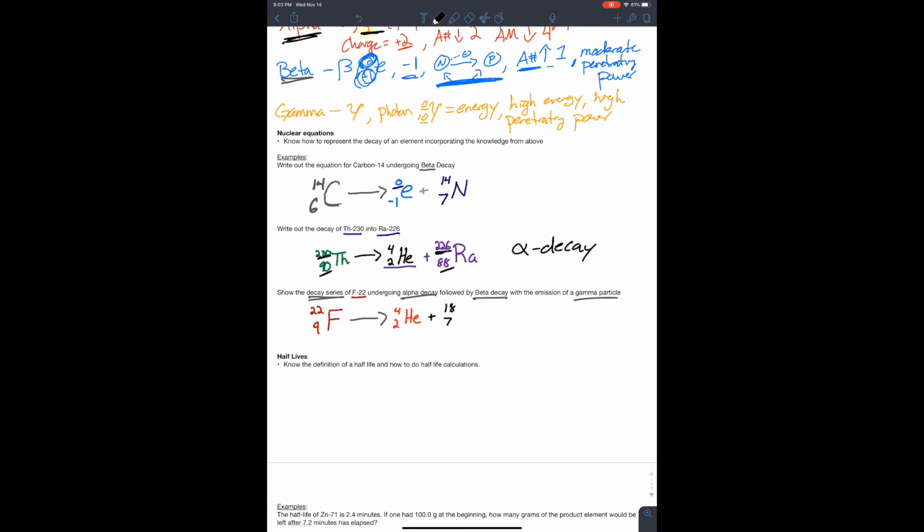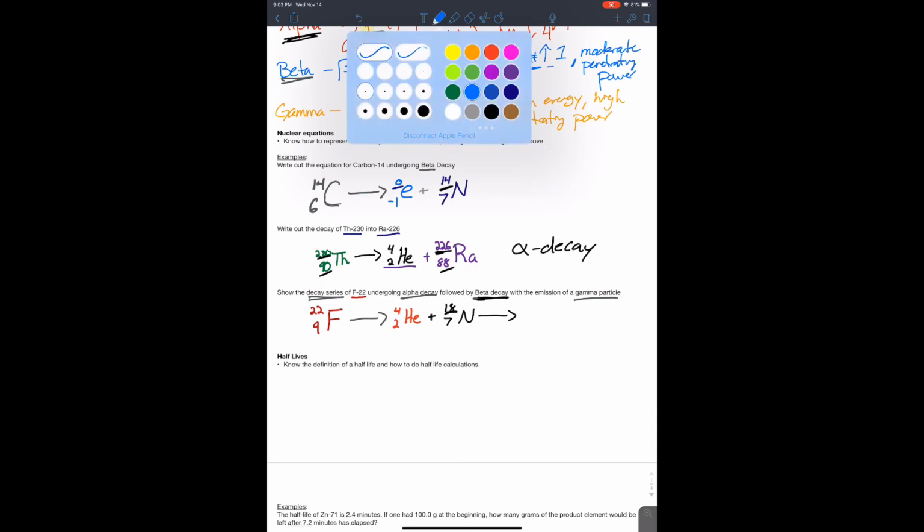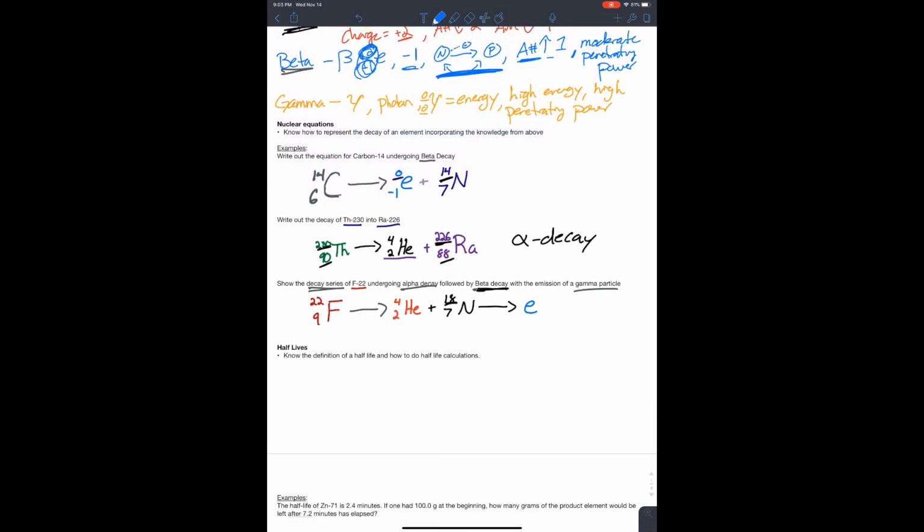And anything with 7 protons with an atomic number of 7 is going to be nitrogen. So once again, we have nitrogen as one of our products, this time with 18 for the atomic mass. So 4 more protons than it had up here. Okay, so now it says followed by beta decay. So now we need to draw this undergoing beta decay. So losing an electron as a neutron becomes a proton.